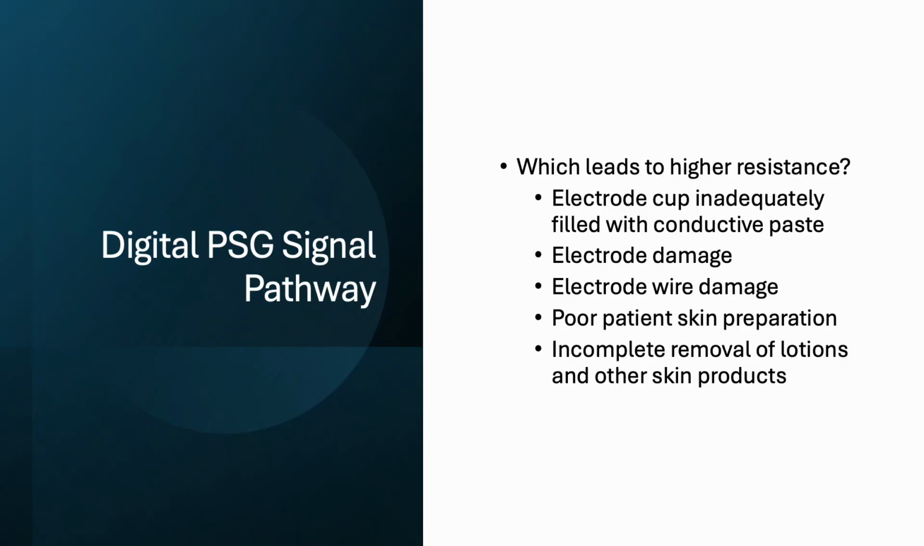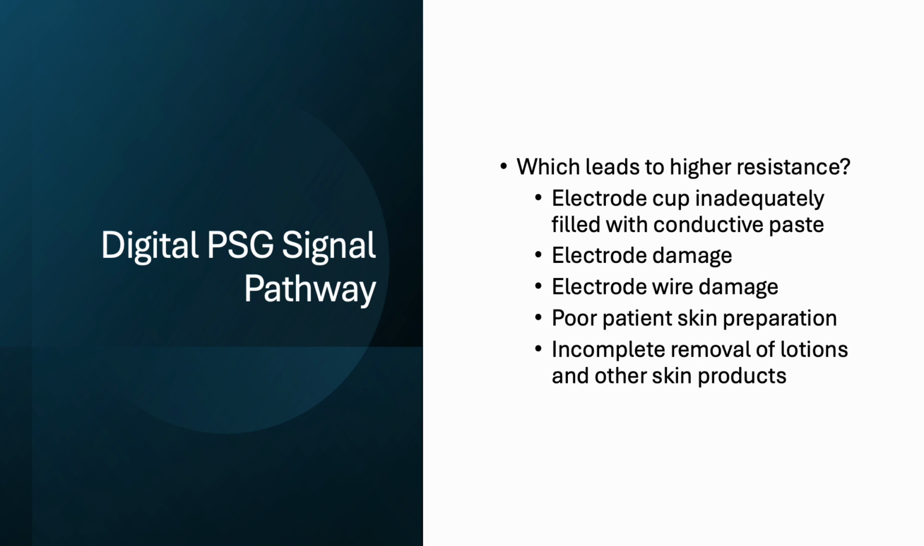There are a lot of things that can make a signal's resistance higher. If an electrode cup is not completely filled, or if there is air in the conductive paste, that leaves room for electrons to flow differently.